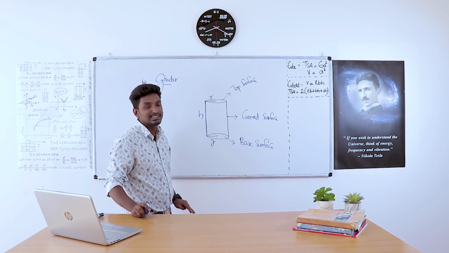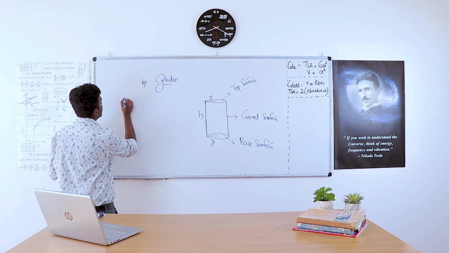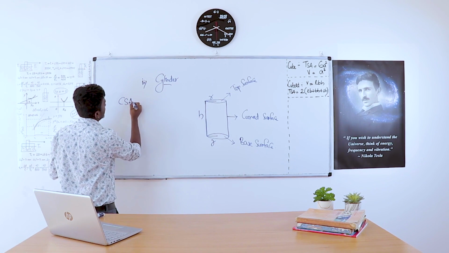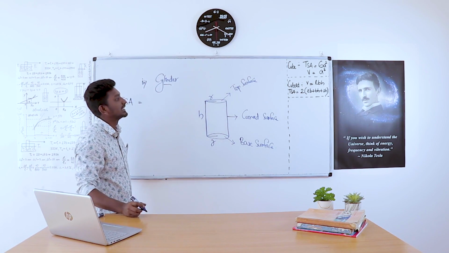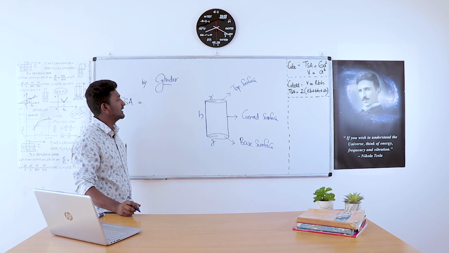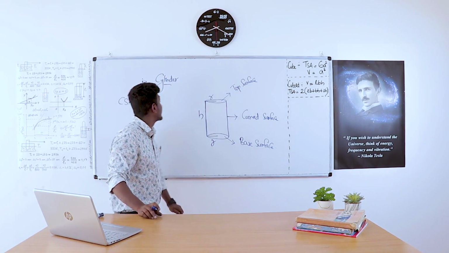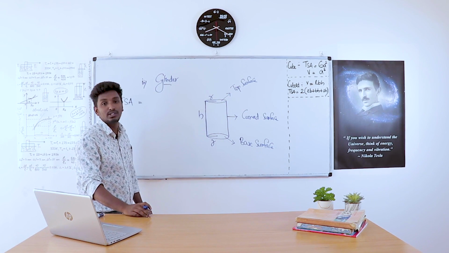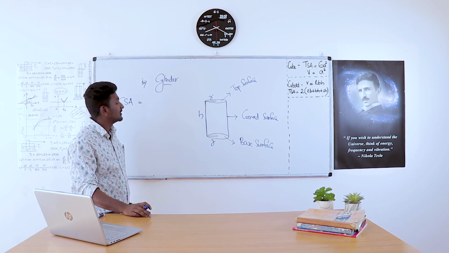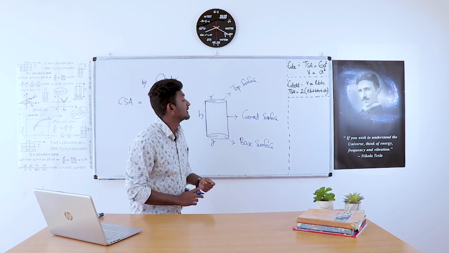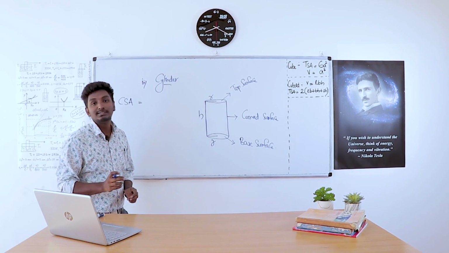So we have three surfaces. First, we need to find the curved surface area, CSA. CSA means curved surface area of a cylinder. This is a uniform solid. For uniform solids, curved surface area can easily be found out using the formula base perimeter into height.